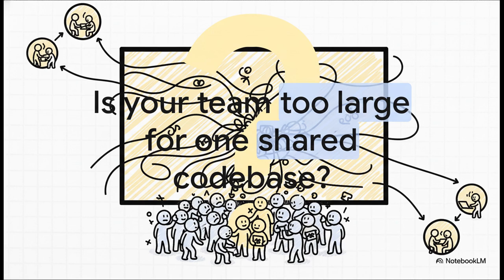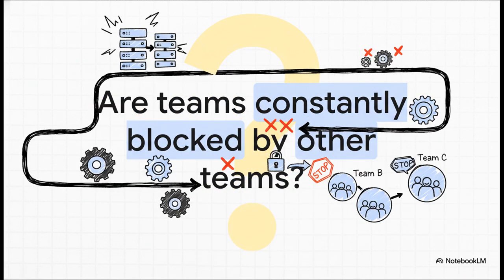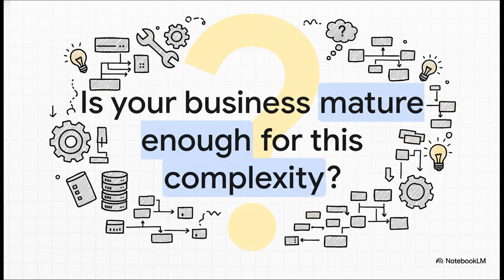First off, is your team so big that developers are constantly stepping on each other's toes inside a single code base? Next question. Are your release schedules constantly getting held up because Team A is waiting for Team B to finish their part in the same giant application? Are these development bottlenecks actually slowing your business down? And maybe the most important question of all, are you being realistic? Do you actually have the expertise, the tools, and the resources to manage the massive operational overhead that comes with a distributed system?